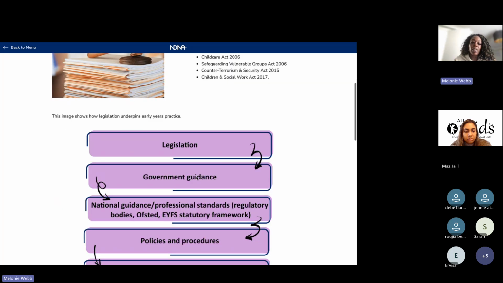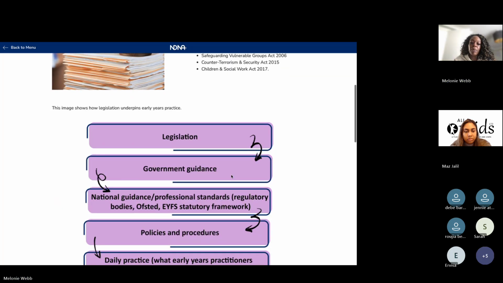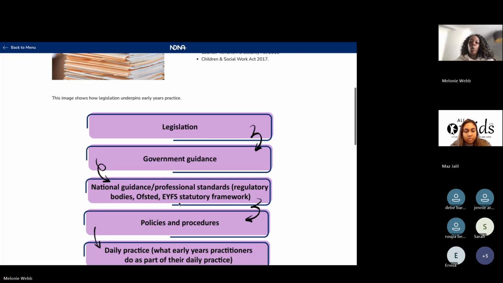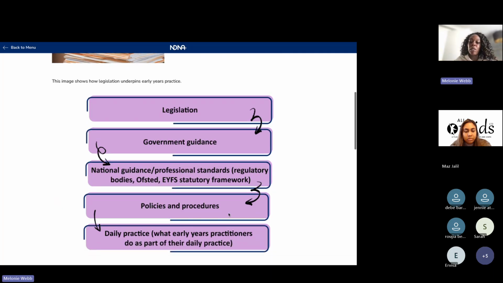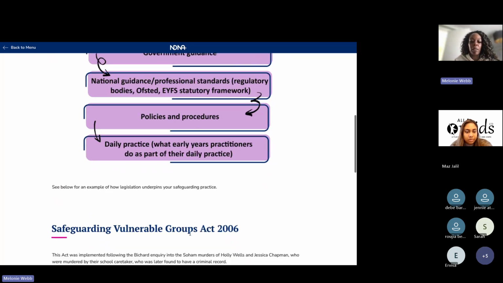So legislation is followed by government guidance, which then puts in place national guidance. So that's when Ofsted would step in, and we use the frameworks that support our teaching and learning and safeguarding children. We then put those into policies and procedures, and you guys then put those policies and procedures into daily practice, such as your phone calls home to parents, your risk assessments, and your morning health and safety checks.